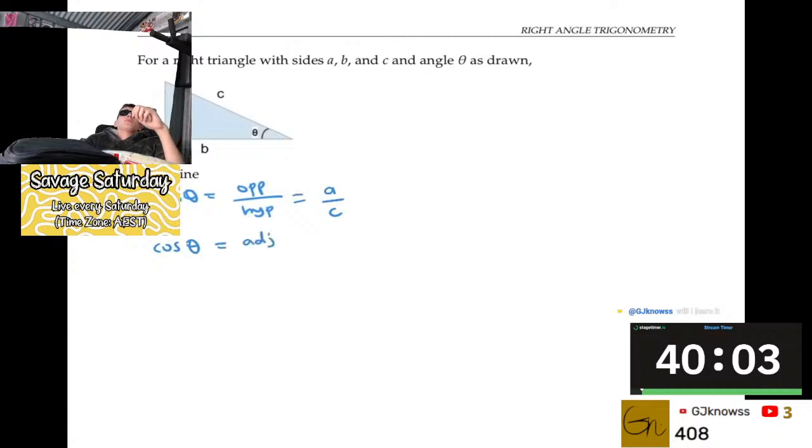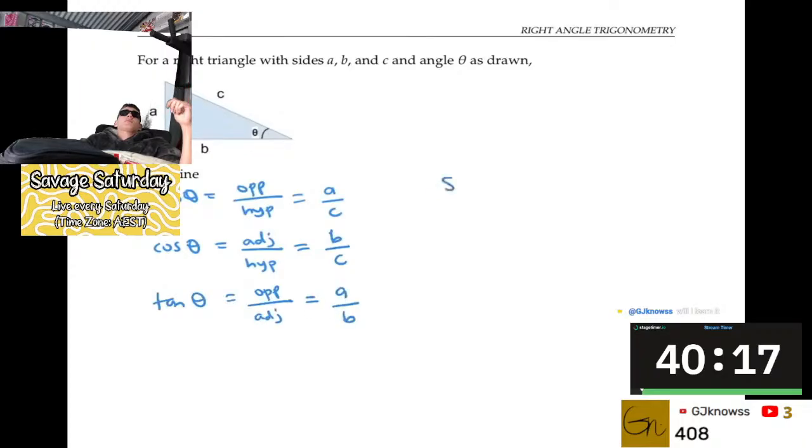Cosine of theta is defined as the length of the adjacent side over the length of the hypotenuse. This side here is the side adjacent to theta. Of course, the hypotenuse is also adjacent to theta, but it's special as the hypotenuse, so we don't think of it as the adjacent side. So that would be b over c. Tangent of theta is the opposite side length over the adjacent side length, so that would be a over b. The mnemonic to remember this is SOHCAHTOA. That's sine is opposite over hypotenuse, cosine is adjacent over hypotenuse, and tangent is opposite over adjacent.